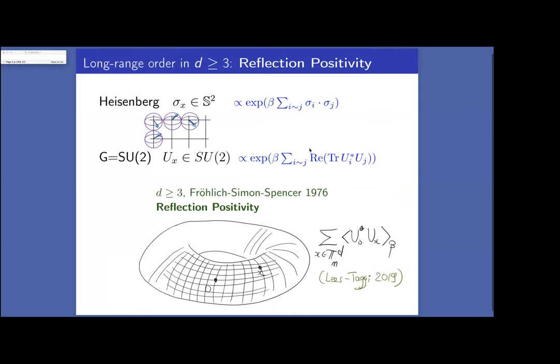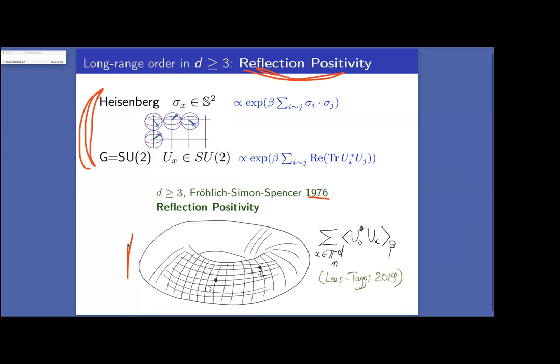Okay, so this slide is still about the last two models that I started with. And it's just here to emphasize that reflection positivity is something which is very powerful, which has been designed by Fröhlich, Simon, Spencer in 1976. And it's also something which is somewhat rigid. For example, the choice of the graph needs to be so that you can play with many symmetries in order to apply the reflection positivity.